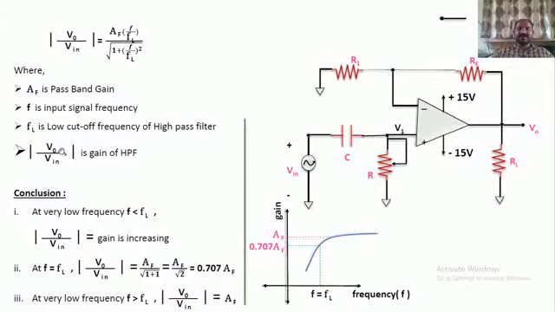As we know, V naught by Vin is the gain of the high pass filter. As usual, just like the first order low pass filter, in the high pass filter also we have the same conclusion points. Here I would like to know whether this filter is acting as a high pass filter or not. What I am doing is substituting the f value, assuming the input signal frequency is less than the low cutoff frequency of the high pass filter.